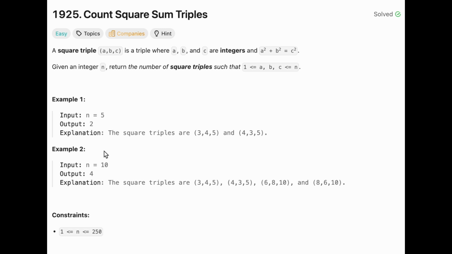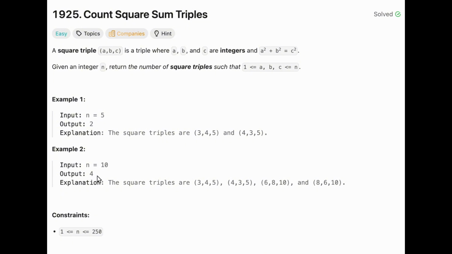So if we look at these two examples, for example 1, we will return 2 because we can have 3 as a, 4 as b, or 4 as a and 3 as b, and 5 as c. And for example 2, we can also have these two pairs, and then we can do 6 and 8 or 8 and 6 and have 10 as c. So that's why we return 4.